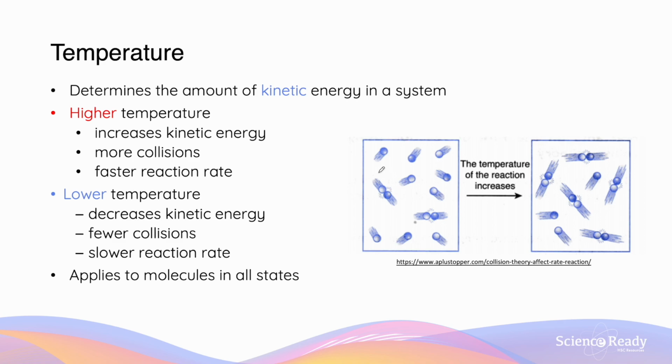Temperature also affects the rate of collision, as temperature determines the amount of kinetic energy that exists in the system. So the higher the temperature, the greater the kinetic energy of the system. And so if there's more kinetic energy, that means that more collisions will occur, and also they will occur faster, increasing the reaction rate. The opposite is true for lower temperatures. When the temperature of a system decreases, the kinetic energy within that system also decreases, leading to fewer collisions. And thus we get a slower reaction rate. This applies to molecules in all states.